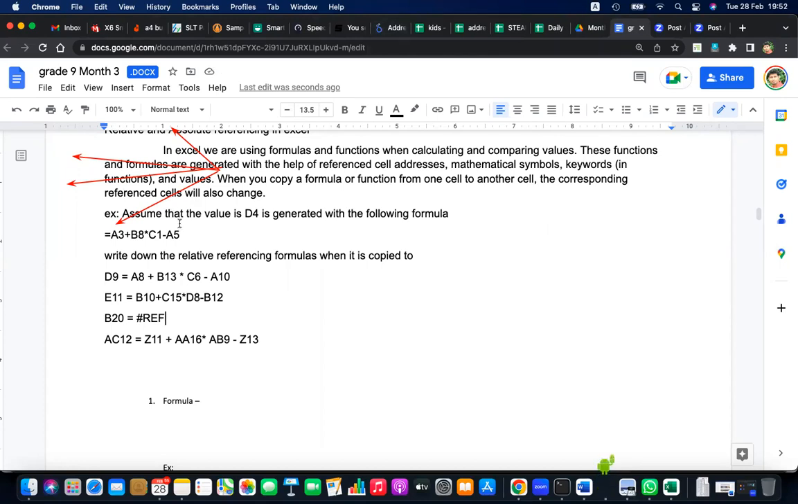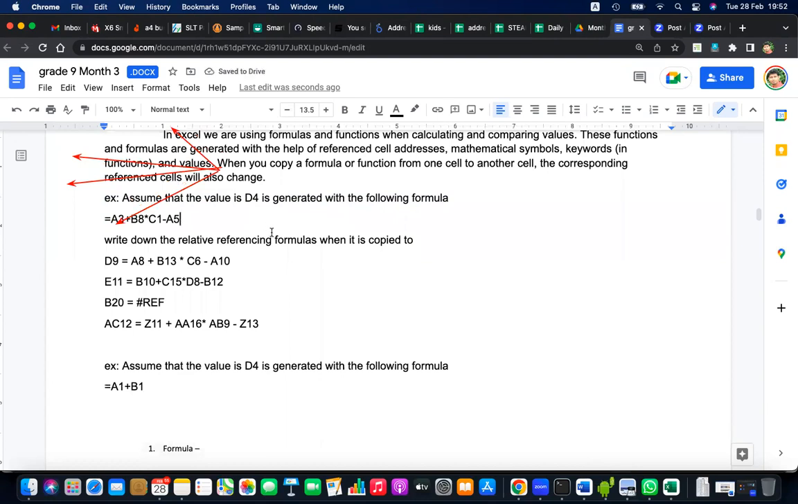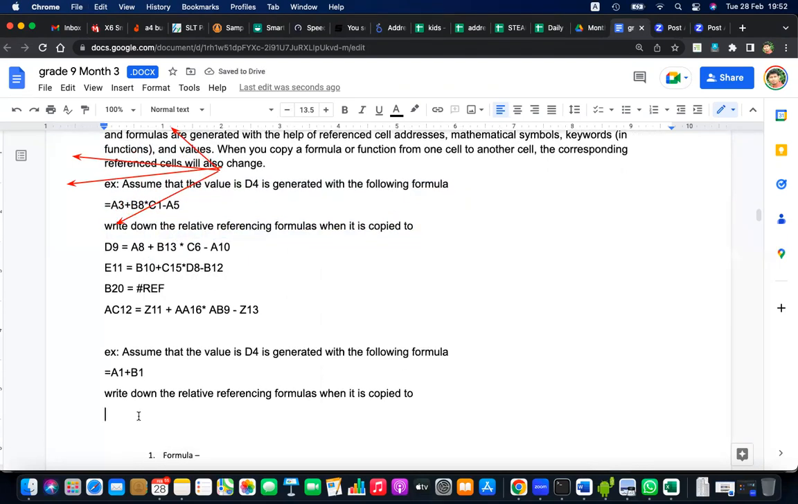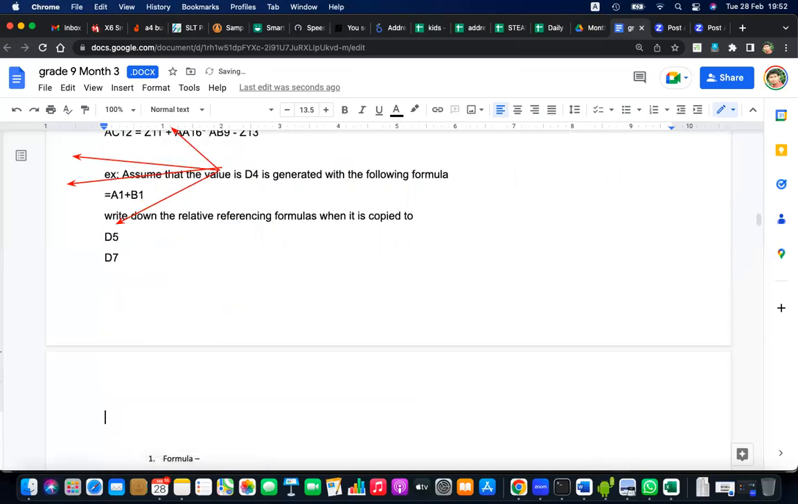Okay, easy one. I'm sorry, I have given a difficult one. Let's try an easy one, right? Very easy one. Assume that A1, A2, A1, B1, right? All of you need to answer this. I'm copying this to D5, D7, then E8.